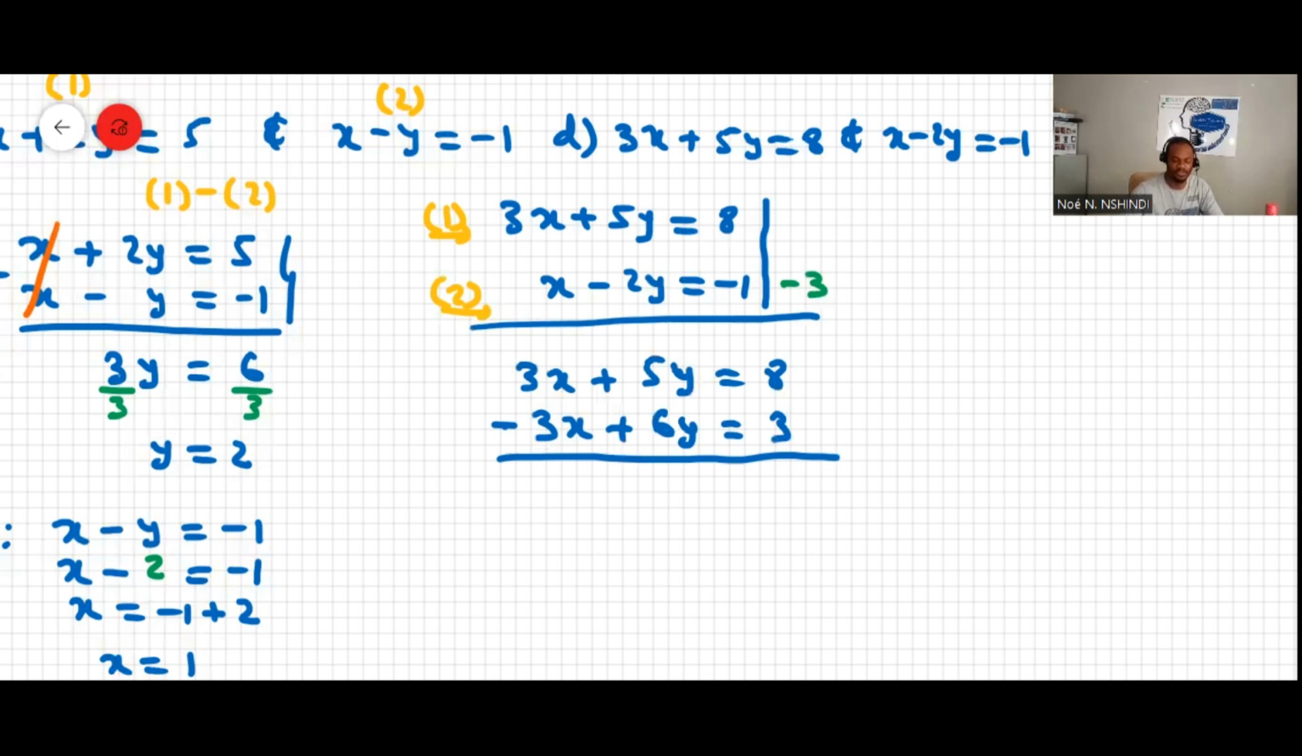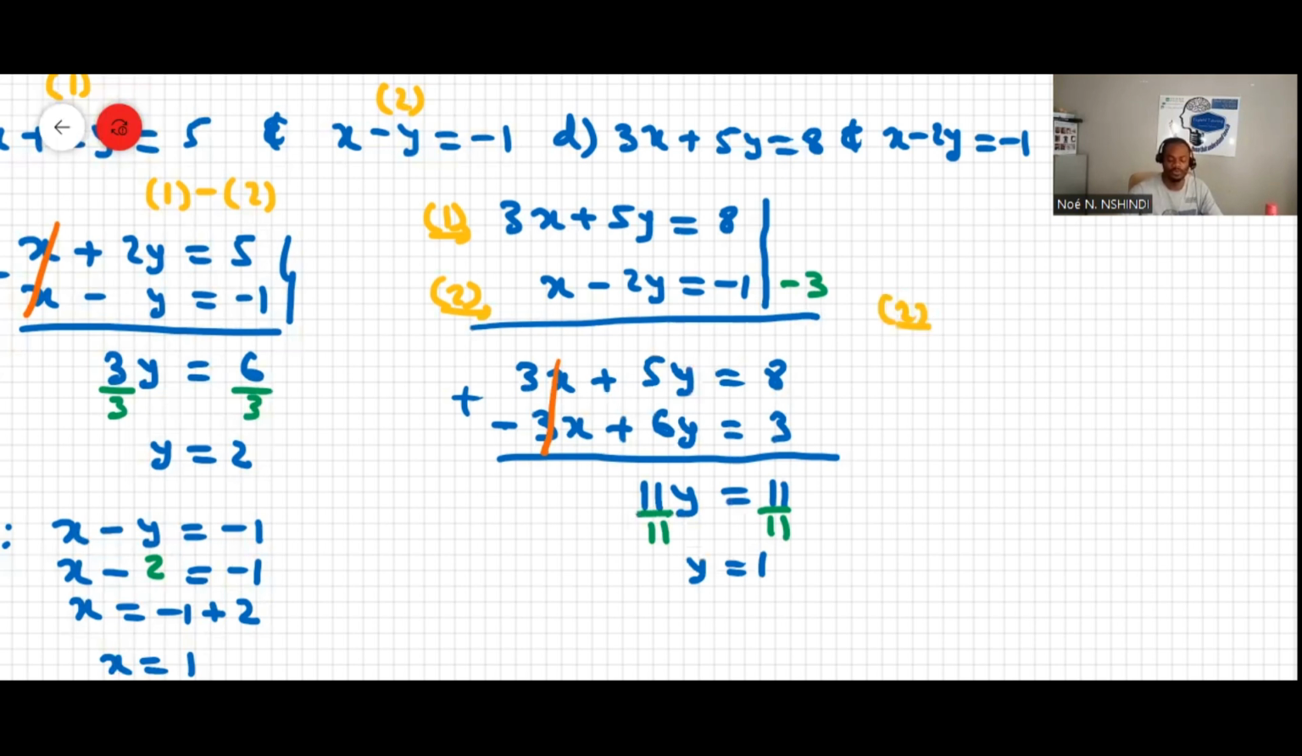If I add the two equations, that makes 0. 3x plus -3x is 0. 5y plus 6y is 11y equal to 11, 8 plus 3. Then we can find the value of y if we divide both sides by 11, and then we get y equal to 1. Now that we got the value of y, we can substitute it back in equation 1 or 2. I prefer to use equation 2.